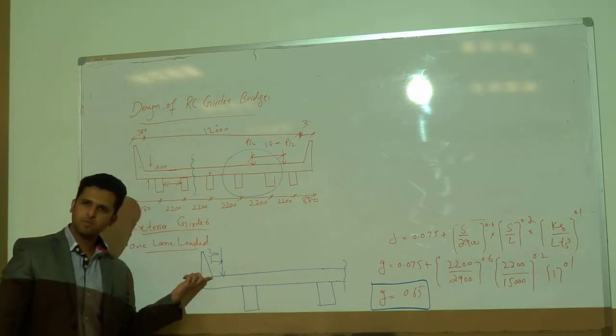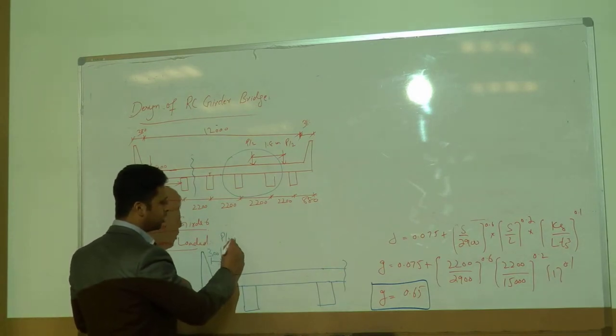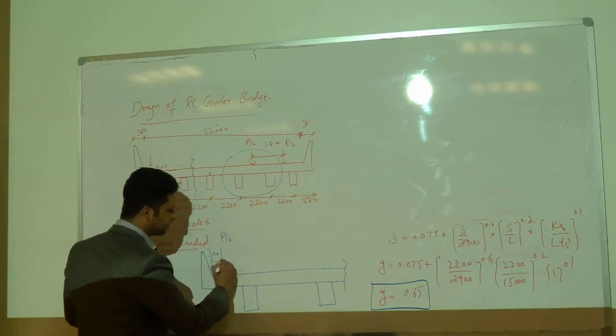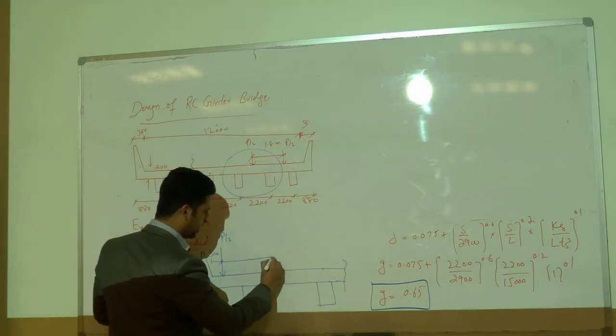Do you understand? Yeah. So if this is one wheel, the wheel load is axle load over two. P is the axle load, and this is the other axle load.